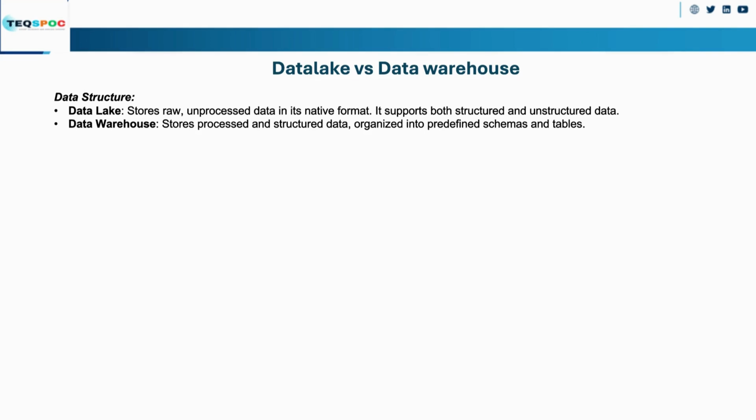Whereas a data warehouse stores processed and structured data organized into predefined schemas and tables. So in order to save data into a data warehouse, it should have a structure, it should have a schema, and the table should already be present. Only then can we put that structured data into tables, and inside the table, the columns and the rows, we can easily analyze. So that is the basic and most pivotal difference between a data lake and a data warehouse.